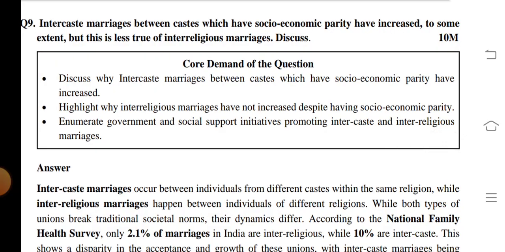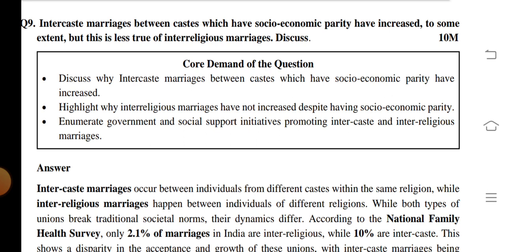Question number 9. Intercaste marriages between castes with socio-economic parity have increased to some extent, and this is less true of interreligious marriages. Discuss. Core demand of the question: discuss why intercaste marriages between castes which have socio-economic parity have increased, and highlight why interreligious marriages have not increased despite having socio-economic parity. Enumerate government and social support initiatives promoting inter-caste and interreligious marriages.